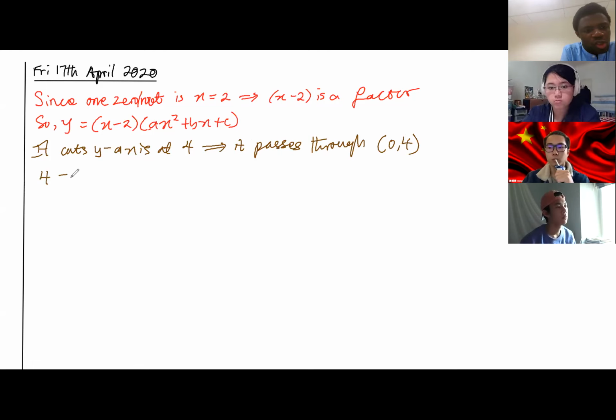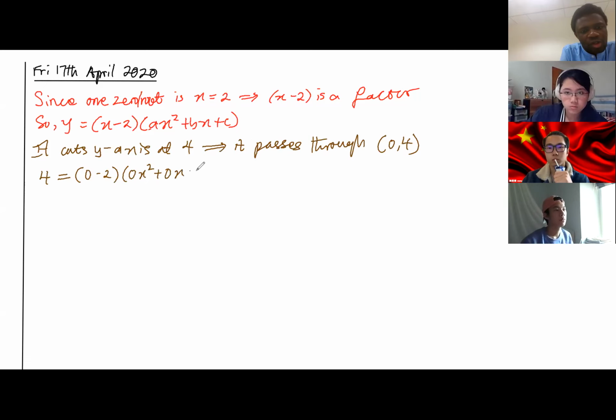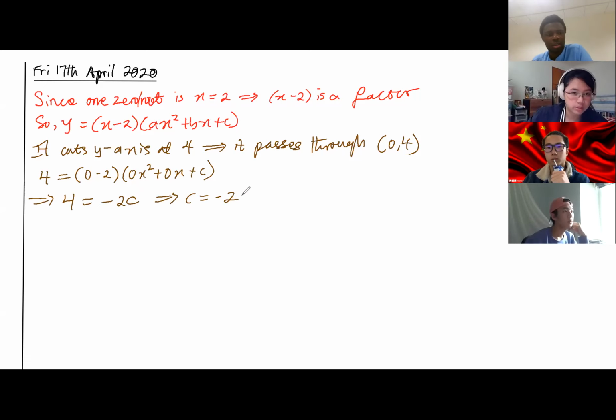So this is 4 equals 0 minus 2, this is 0x squared, 0x plus c. Can you see that? So that gives 4 equals negative 2 and c. So that's negative 2c. And from here, c is equal to negative... Yes? It should be negative 4. You sure? Oh yeah, sorry. So negative 4. Thank you. Please look at what I'm writing in case I have written something wrong. So that would be 2 then, right? So c is equal to 2.